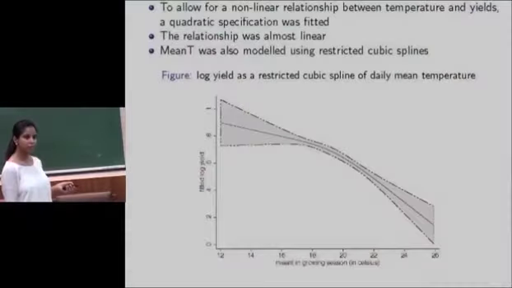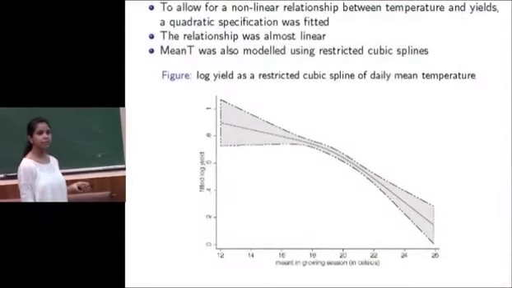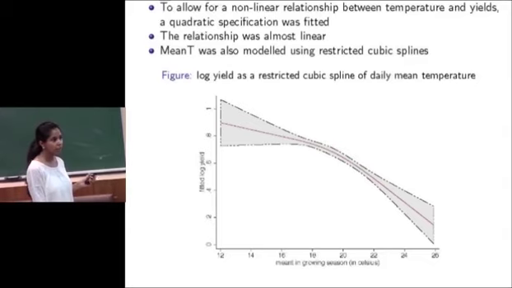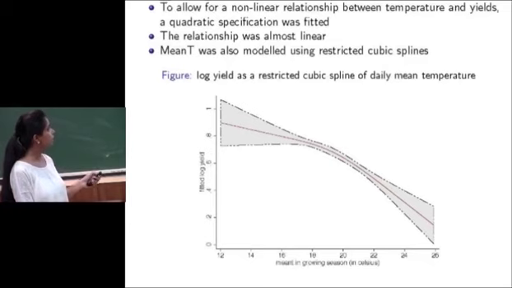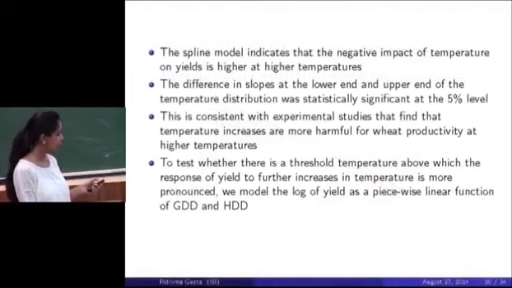So far, we've allowed for a linear relationship. To allow for a non-linear relationship, we experimented with a quadratic specification, but the fit was almost linear. We also modeled the mean temperature using restricted cubic splines, and this is the resulting fit. As you can see, it's not dramatically non-linear, but there's a difference in slopes at the lower end and the upper end.